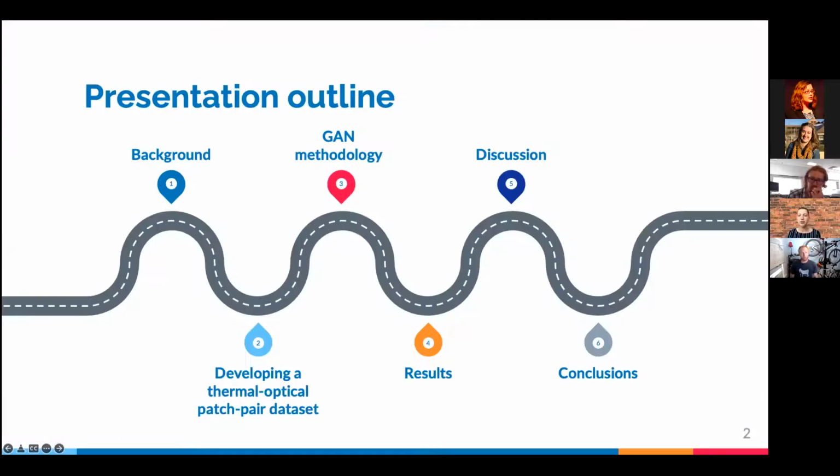So just a little bit of outline for this project. First, I'll talk about the background motivation behind it, and then go into how I developed a thermal optical patch pair data set. I'll talk a little bit about how I chose the GAN architectures that I did, briefly go over some results, and then discussion and conclusions and some future directions for this work.